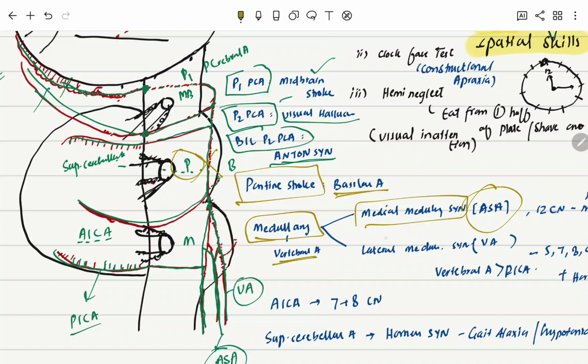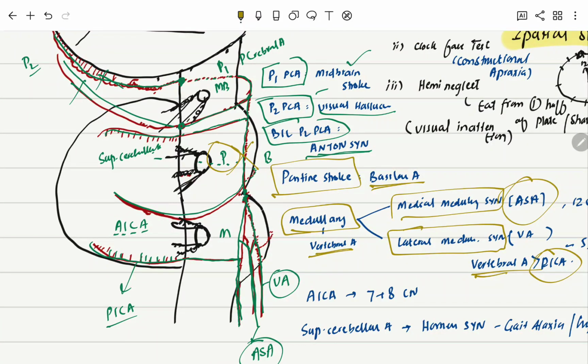Another thing is that PICA is also going to supply the lateral aspect of the medulla, and the vertebral artery is also going to supply the lateral aspect of the medulla. So when there is some atheroembolism in that, what's going to happen? The patient is going to have the features of lateral medullary syndrome.